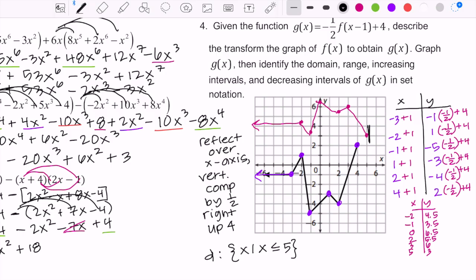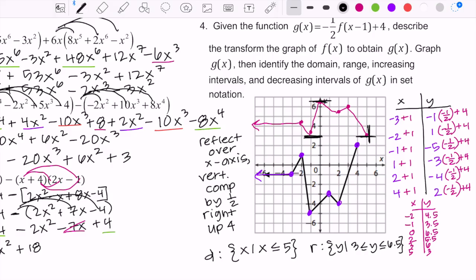So I'll do x such that x is less than or equal to 5. And then for the range, you're going to think low to high. So the lowest value it can be is like right here, which looks like it's at 3, and the highest value is up there, which is 6.5. And just because it's the range, we're going to switch to y, and it's going to be 3 is less than or equal to y, which is less than or equal to 6.5.